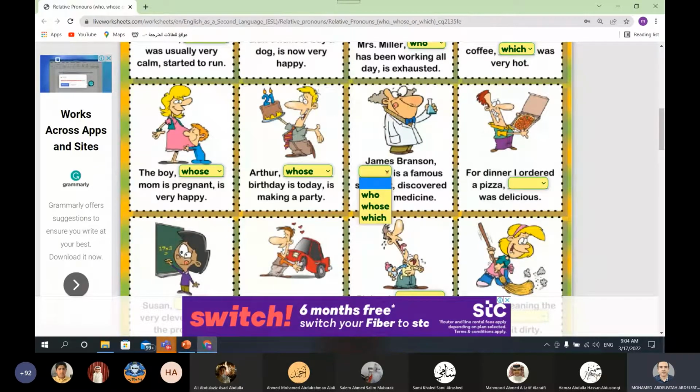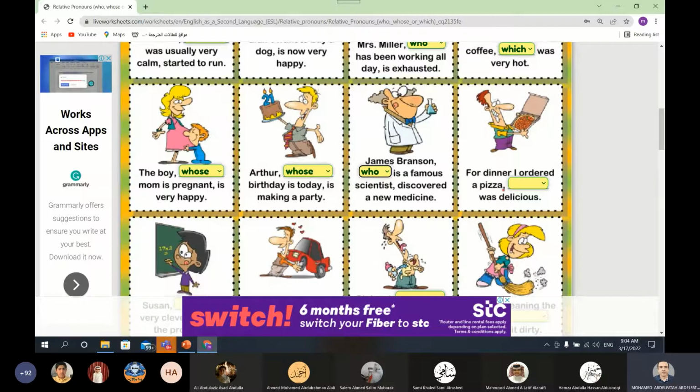James Branson, who is a famous scientist, whose is a famous scientist, or which is a famous scientist? Of course, whose is incorrect, because this is not possession. So what do you think is the correct answer? Who or which? Who. We are talking about James Branson. He is a scientist. He is a man. When you are talking about people, use the relative pronoun who. James Branson, who is a famous scientist, discovered a new medicine.